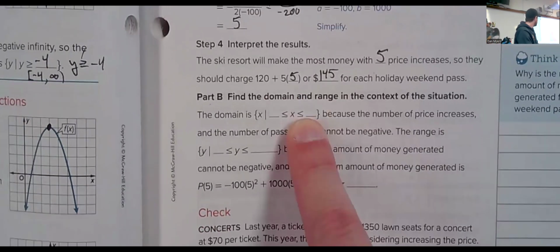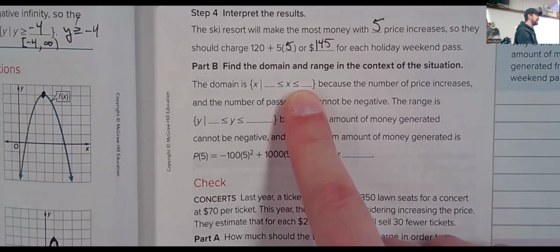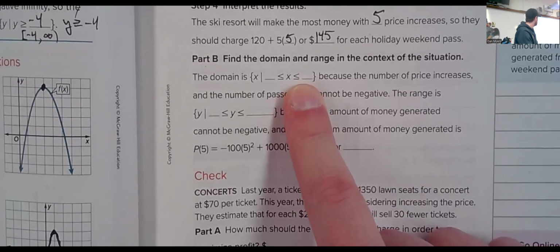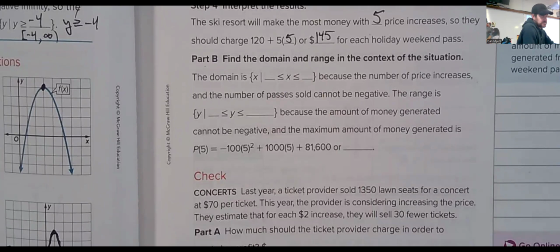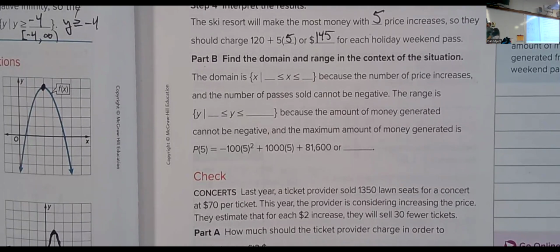So if you find the domain here, by the way, what would the domain of this end up being? Any thoughts on that? Is it going to be all real numbers? No. All real numbers doesn't really make sense. Why not? What's that? Yeah, they're not going to do negative money. They're also not going to do negative price increases, right?